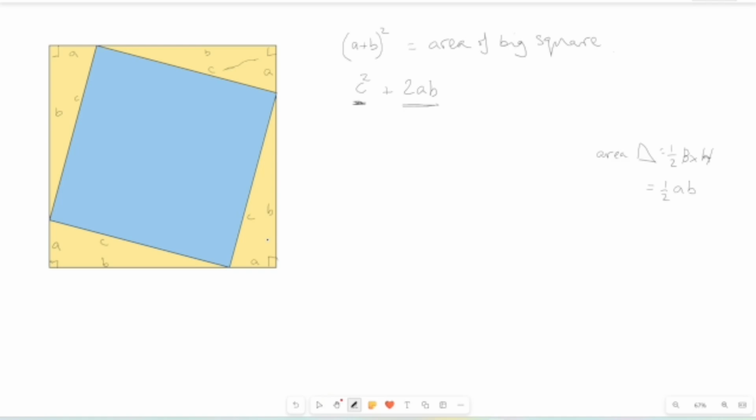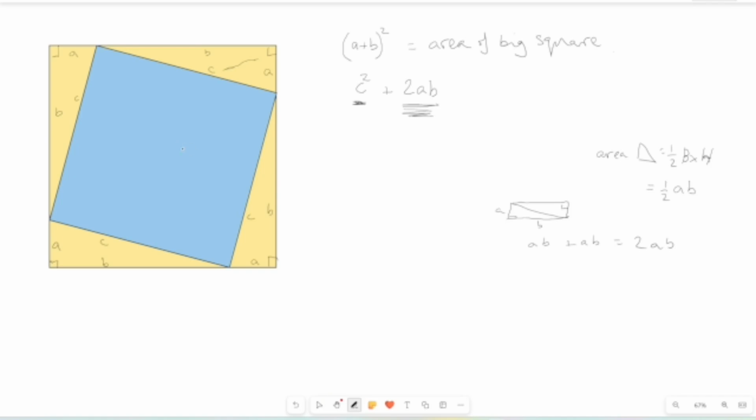Another way of doing the area of these triangles is simply to take 2 of the triangles and put them together. So let's say there's one, and we put the other one on top, and we see that 2 of them together have an area of AB. So if we bring in the other 2 triangles, which also have an area of AB, then we get 2AB, which is what we've got up here. So either way, it comes out the same.